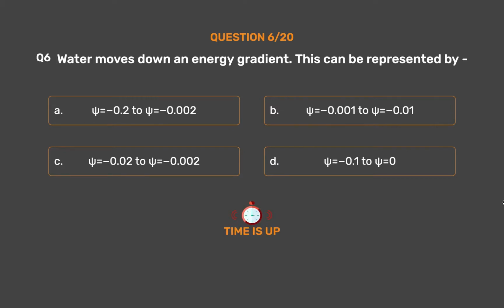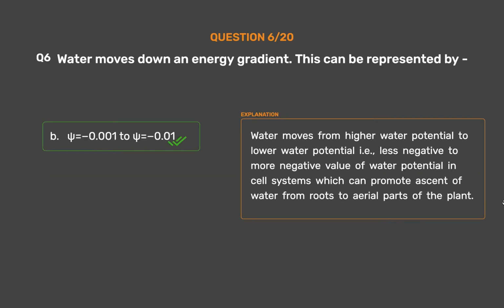The correct answer is option B. Psi equals minus 0.001 to psi equals minus 0.01. Water moves from higher water potential to lower water potential, i.e., less negative to more negative value of water potential in cell systems, which can promote ascent of water from roots to aerial parts of the plant.